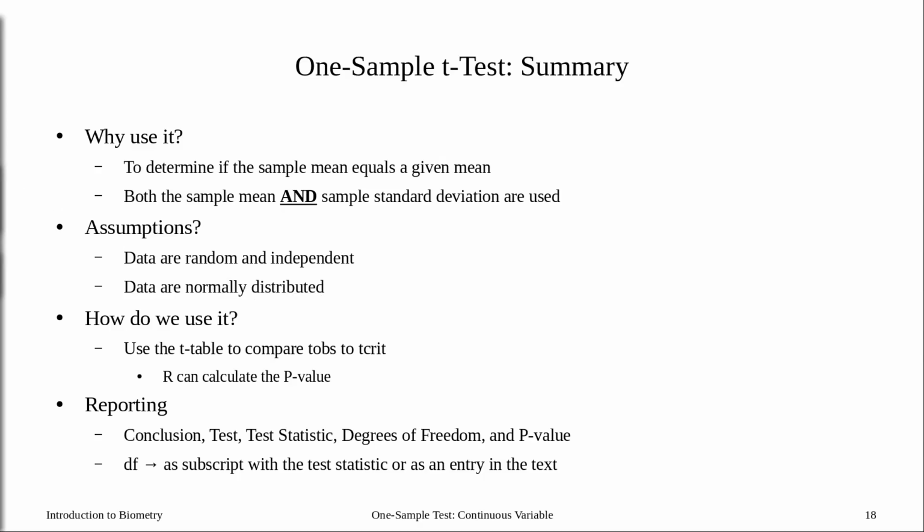How do we actually use the test? Well, we're going to calculate our t observed, and then we're going to compare our t observed to a t critical value that's pulled from the t table. That's when we do it by hand, let's say, in pen and paper. If we use R, we still have to calculate t observed, but this time we use the pt function to actually calculate the p-value. When we report this test, we're going to report the conclusion, the test statistic, degrees of freedom, and the p-value. And note, with the degrees of freedom, you can write it as a subscript with part of the test statistic, or you can write it as part of the entry in our parentheses.